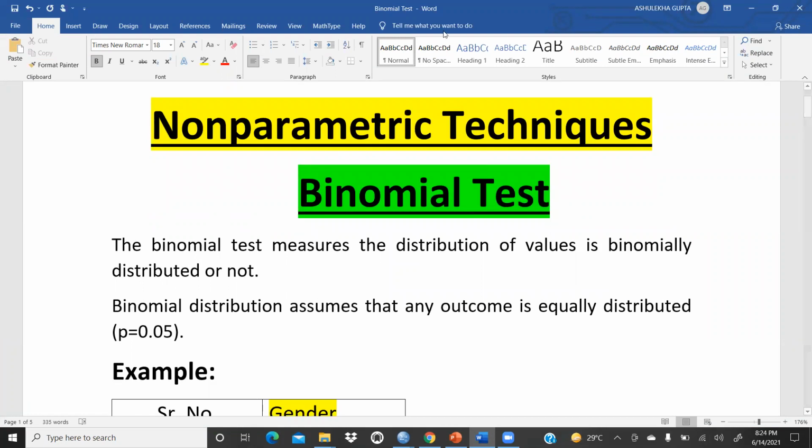I hope this video would be helpful to you in your research, and definitely I am going to upload the next videos on the runs test. That is again a non-parametric technique, and how the runs test will work out.